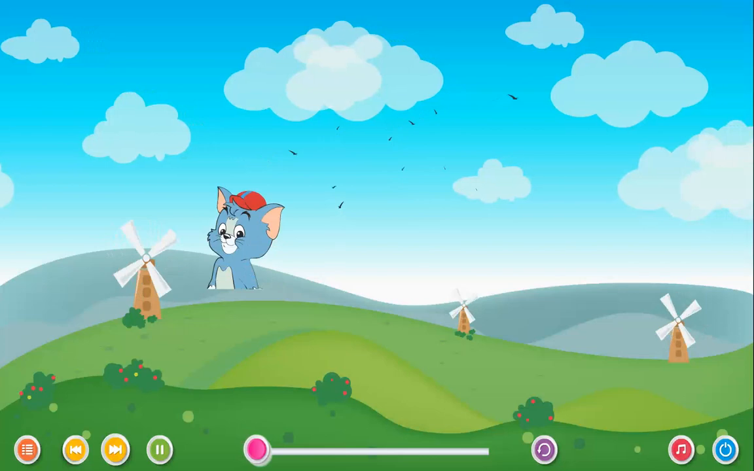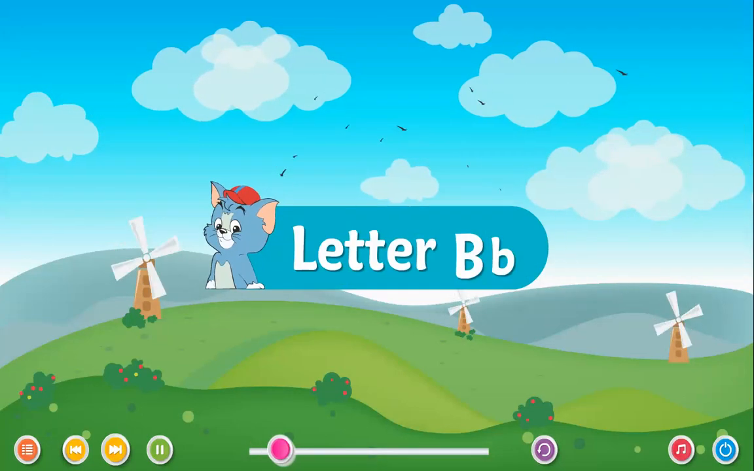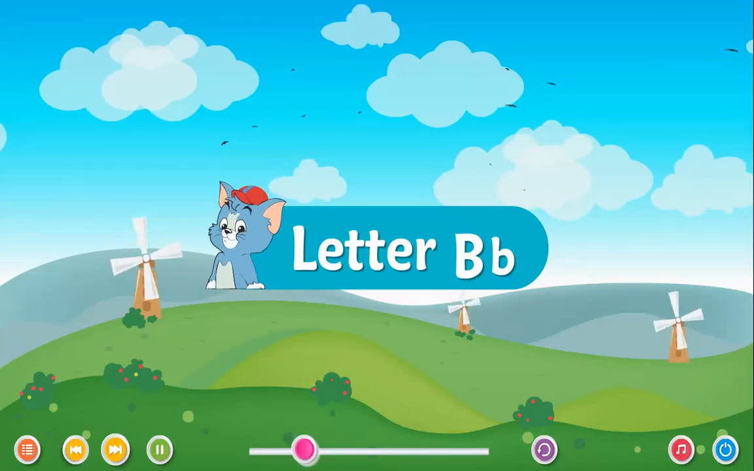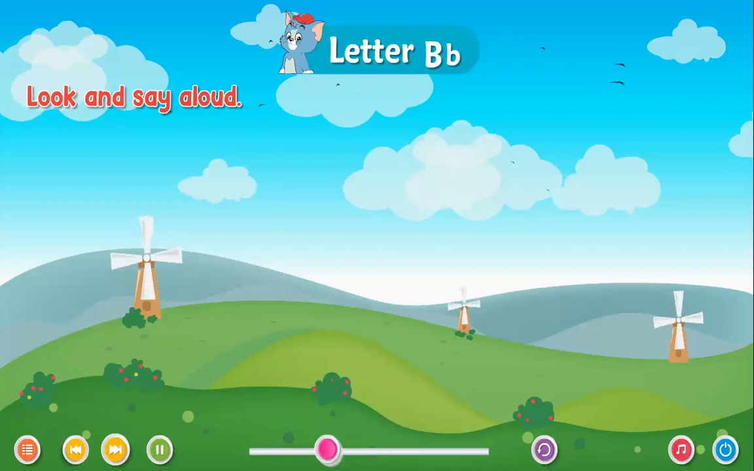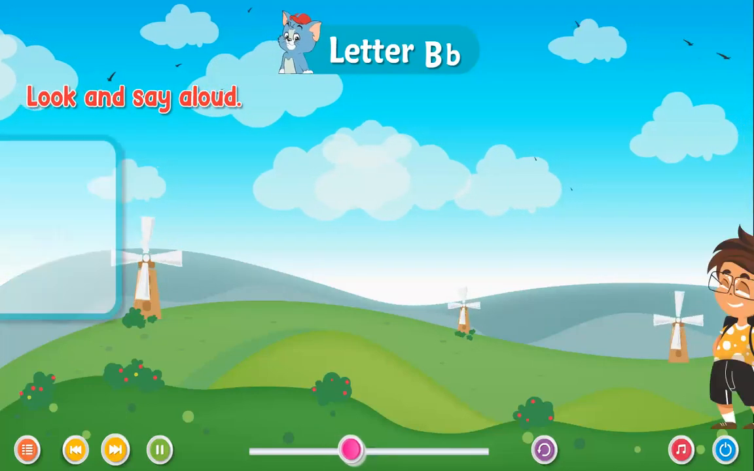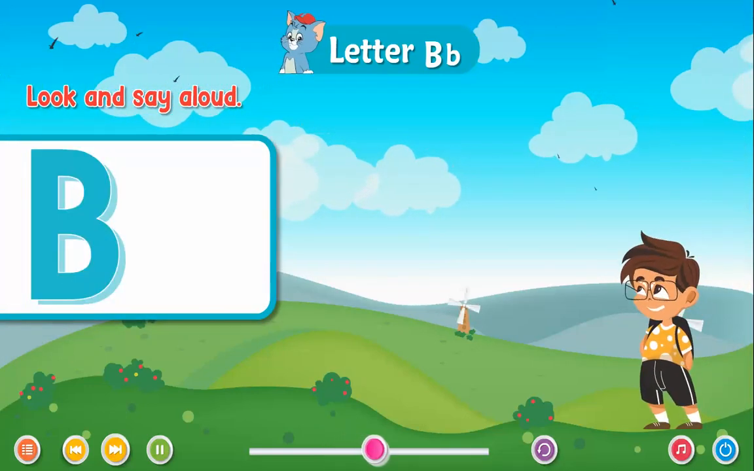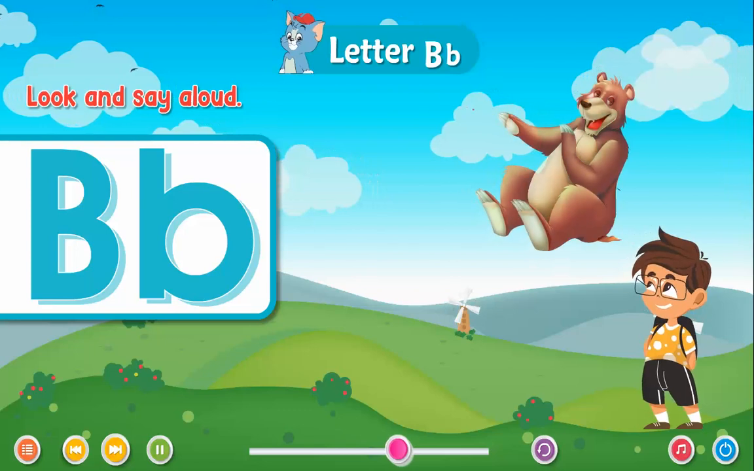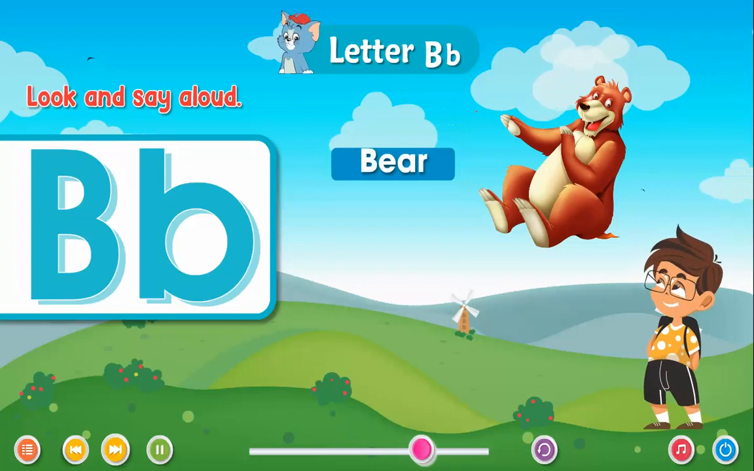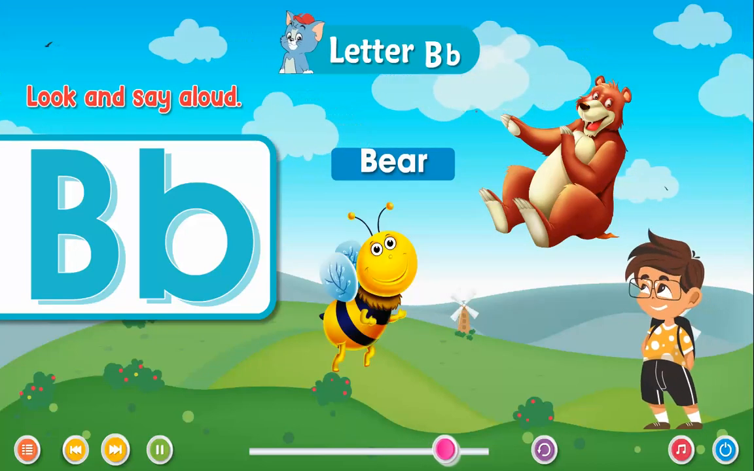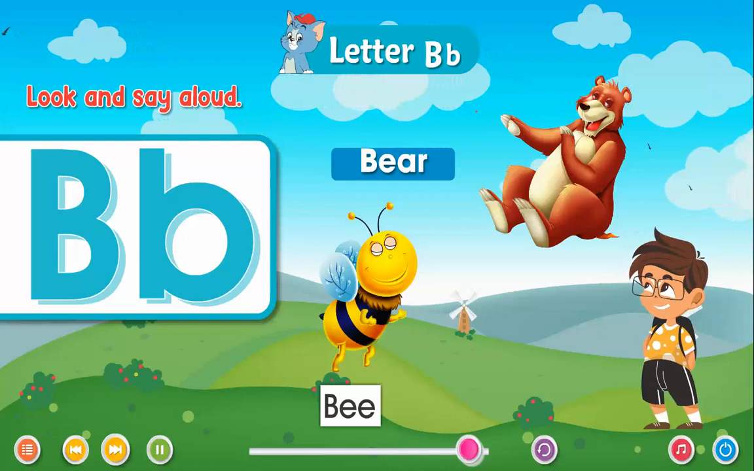Find the letter capital B, small b. Look and say aloud. Capital B, small b. B for bear. B for bee, book.